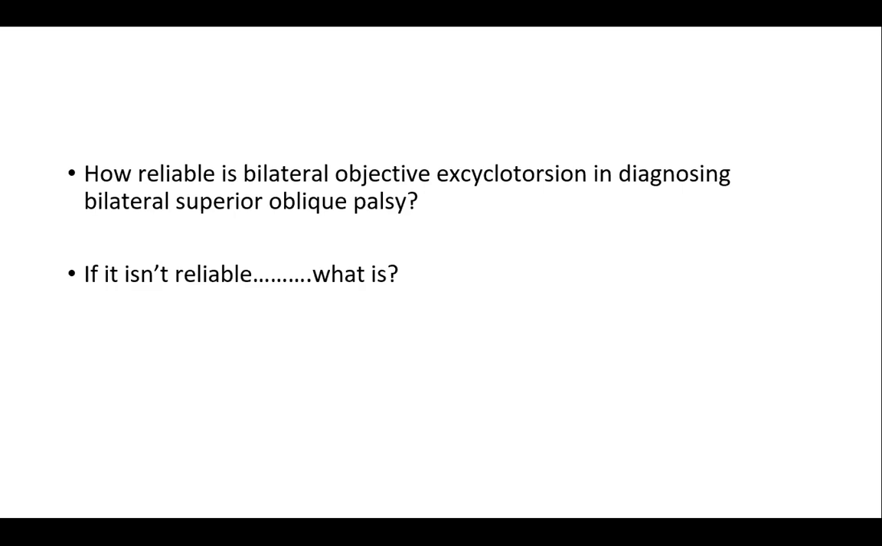So the aim of my talk today is to answer two questions, hopefully. One is, how reliable is the presence of bilateral objective excyclotorsion in diagnosing bilateral superior oblique palsy? And if it isn't reliable, then what is?